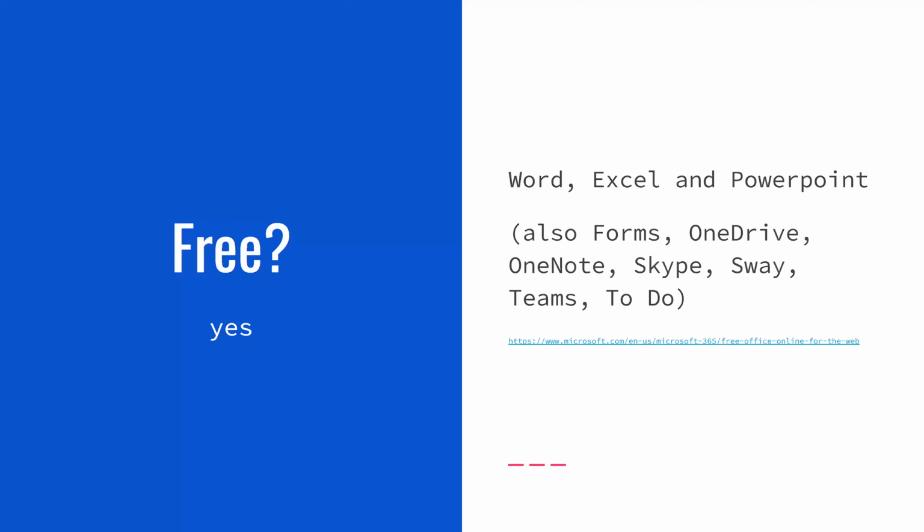Also for free, you get Forms, OneDrive, OneNote, Skype, Sway, Teams, and ToDo. And we'll go over those in a little bit, but those are all useful. The one limitation is with OneDrive, I believe you get 5 GB free if you don't pay for it. Whereas if you do pay for it in any license, you get 1 TB of storage.